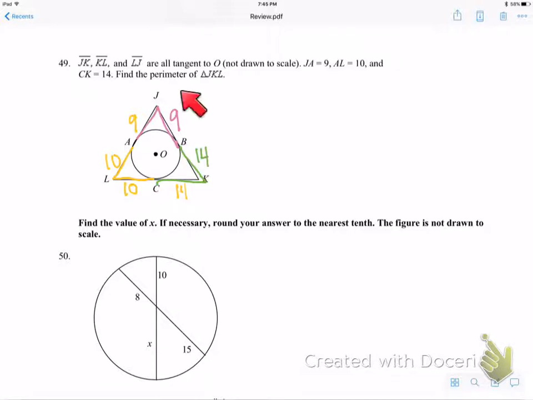When it asks us to find the perimeter of the triangle JKL, we need to add up the lengths of all the sides. And you can do it piece by piece, or you can find the length of one side first and then find the length of another side next. But you just need to add all these up, which is 66.